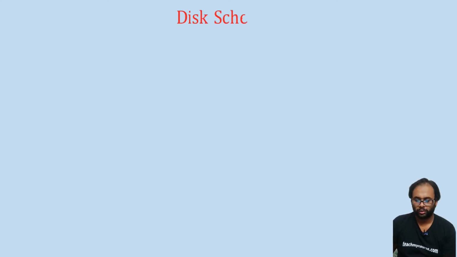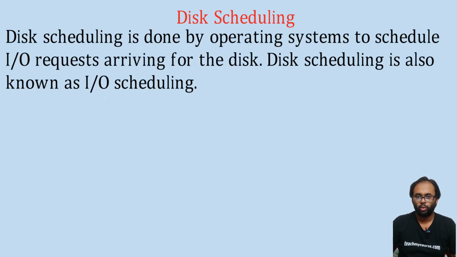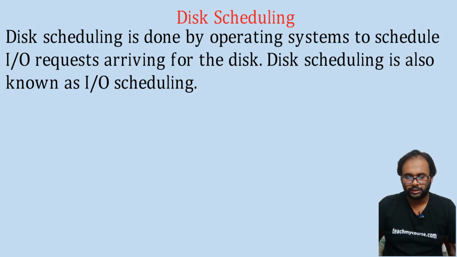So we are going to see what disk scheduling is first of all. Disk scheduling is done by operating systems to schedule input-output requests arriving for the disk. Disk scheduling is also known as input-output scheduling. A lot of requests may be there on the disk to perform, like copy-paste and several kinds of tasks, and several processes may have to be swapped in and swapped out from and to the RAM and the hard disk. So a lot of things are being done with the hard disk.